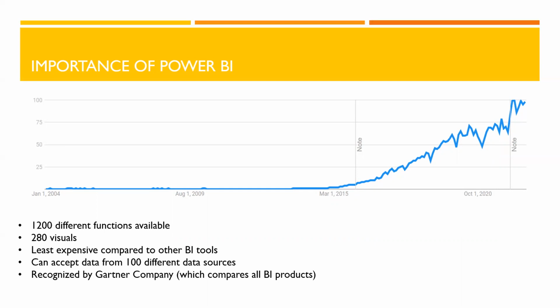Now the next thing is, what are the other points of importance? There are 1200 DAX functions in Power BI. Many functions are there which you can use to modify your table. And 280 visuals are there. It is less expensive compared to any other BI tools.